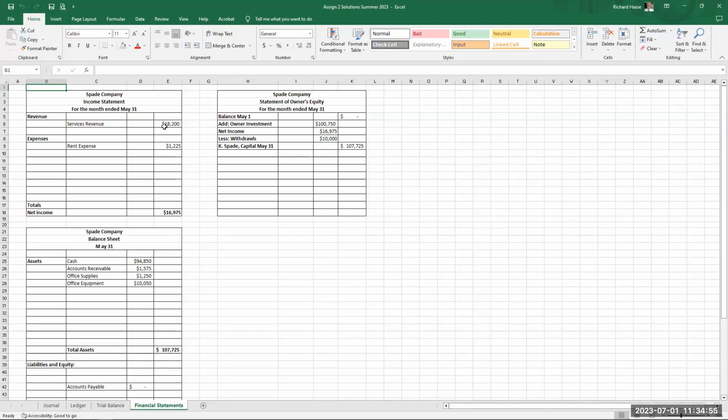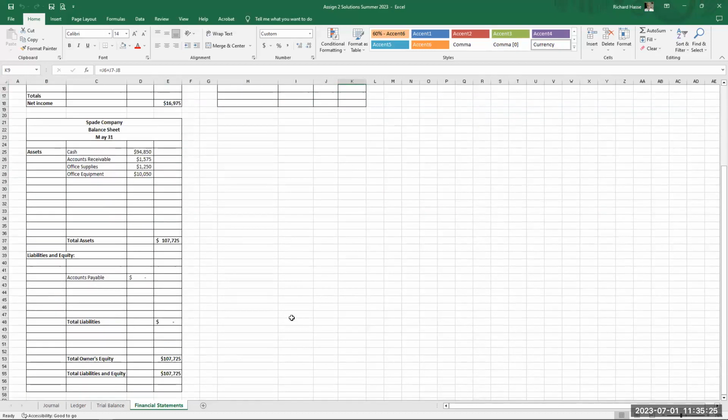Taking the revenue account, taking, in this case, only one expense account, and there's our net income, $16,975. This $16,975 goes into the owner's equity account. There's the owner investment, the original transaction of $107.50. There's the net income. And remember, they had withdrawals. There's the capital balance of K Spade. Notice the 107,725 goes down to the equity section of the balance sheet.